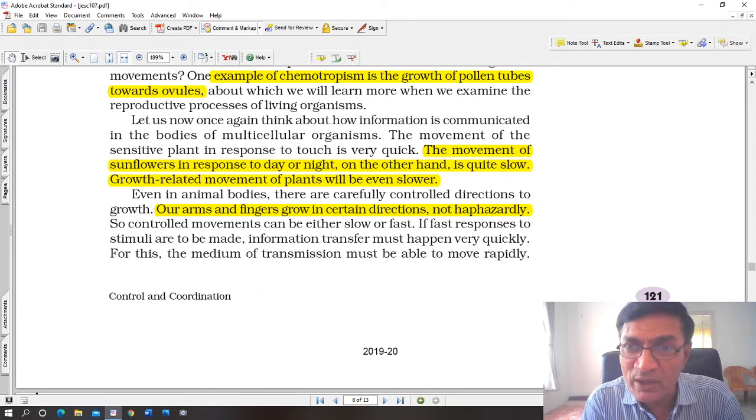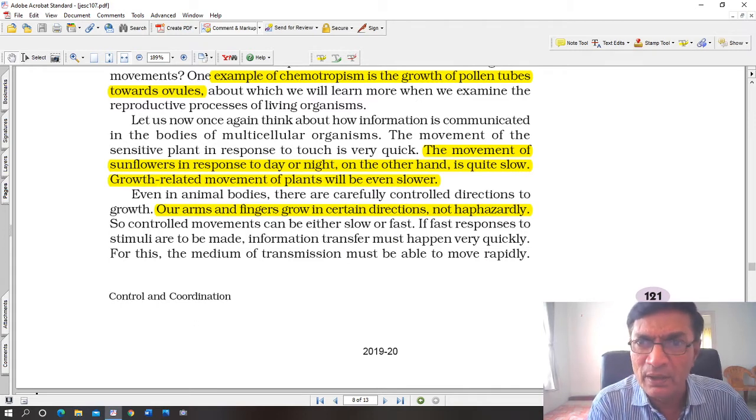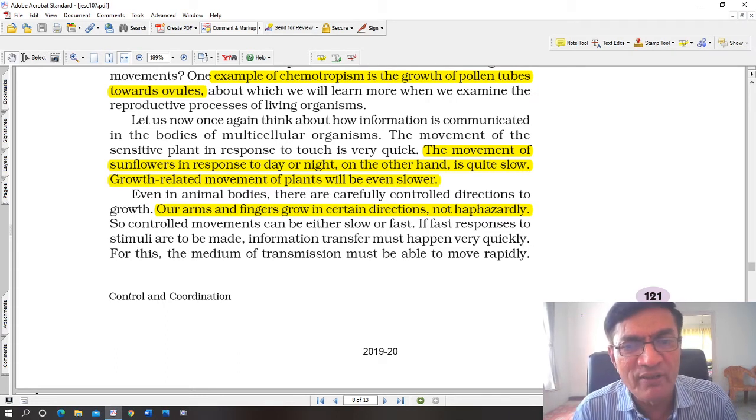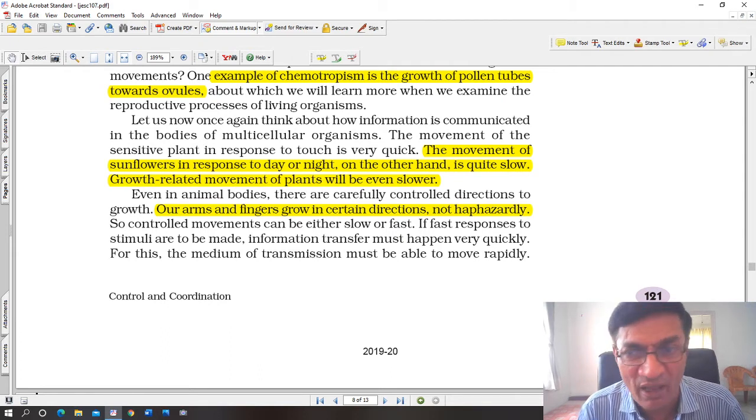Our fingers grow in the right place. Okay, our eyes grow in the right place. The ears are in the right place. Everywhere. All kind of growth is predetermined. It's in a particular place. It doesn't happen haphazardly. So even in animal bodies, there are carefully controlled directions to growth. Our arms and fingers grow in certain directions, not haphazardly.